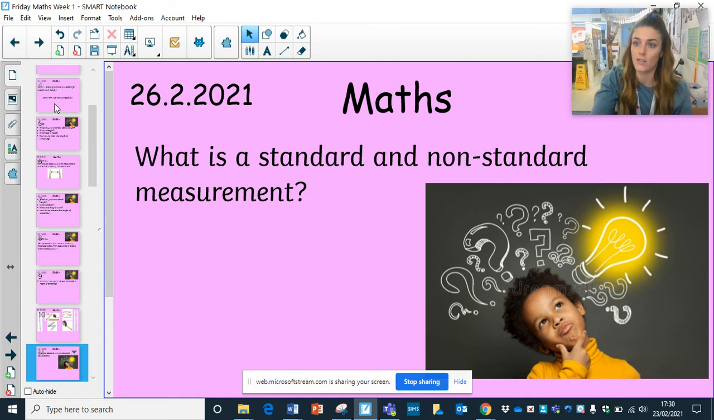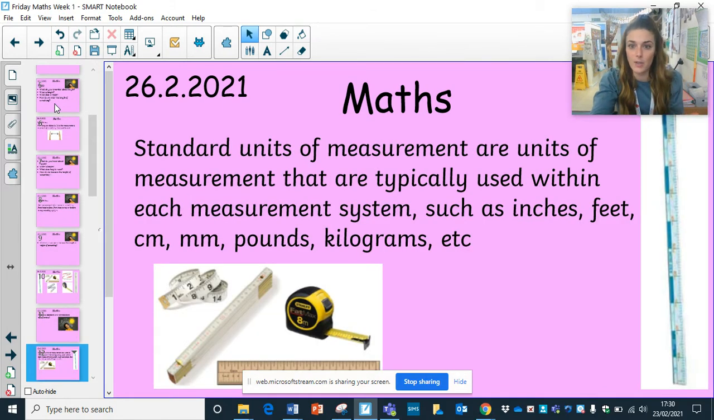So what is standard and non-standard measurement? Again, this is just a recap. Pause here, share your ideas, and then I'll reveal them. Standard units of measurement are units of measurement that are used within each measurement system. That just means something that is very commonly known, that everybody uses, that we have a common understanding of. So if I was to measure using centimetres with a ruler, it would be the same as if you used a ruler, as long as we used it accurately. It's basically an accurate measurement that everybody uses and understands. If you buy a ruler from one shop, yes, it might look different, but the measurement is the same, so it's accurate.